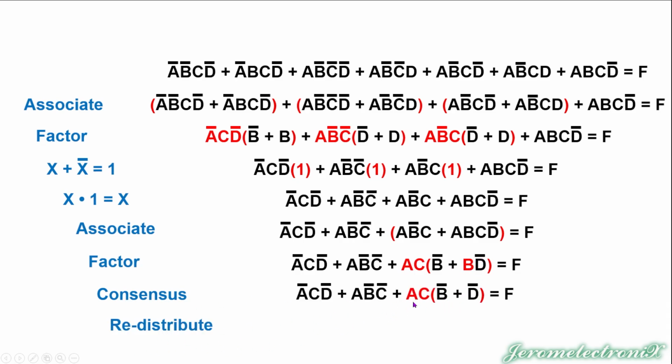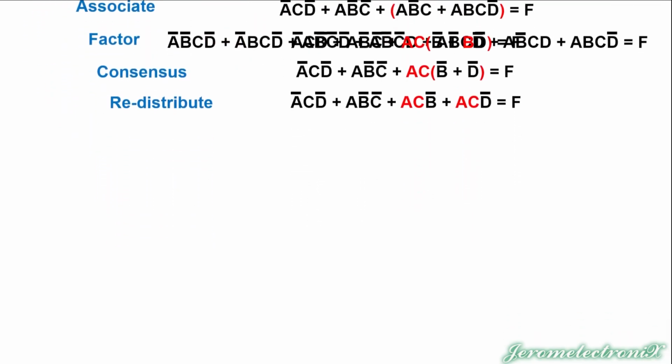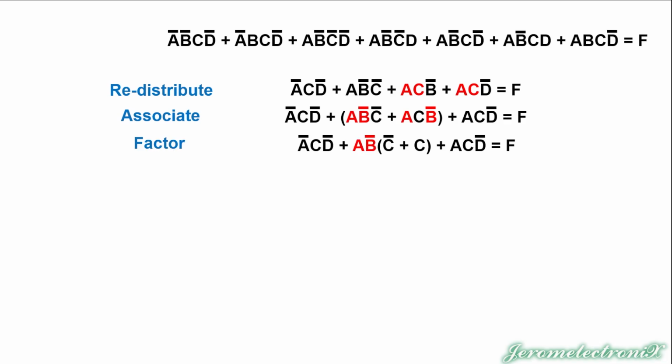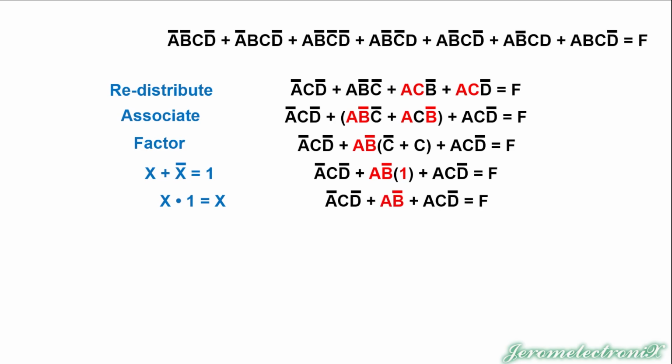Next, I'm going to redistribute the AC back into the not B and the D, and from there, what are we going to do here? We're going to associate the middle two terms. Okay, so what can we do? We can pull the A and the not B out of both of those terms. We're factoring those out, leaving the C and the not C. Well, X plus not X equals 1, and stuff times 1 equals stuff. The 1 goes away.